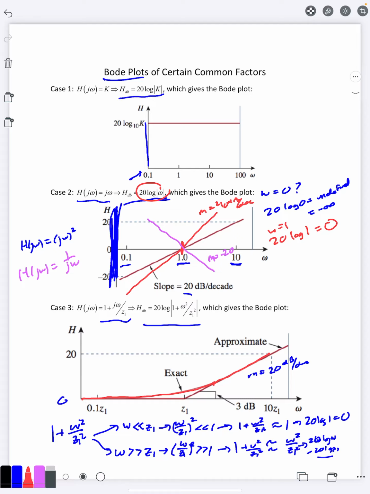So what you should know is anytime you have these terms, 1 plus j omega over a z value, it's going to start out flat, and then once you get to z1, it's going to shoot up at a positive 20 slope, and it's going to continue on that forever. On the other hand, if you happen to be dividing by one of these terms, it's going to start out flat and then shoot down at a negative 20 slope. So you want to know these three cases, and we're going to see in later videos how to combine them together to draw an overall Bode plot.